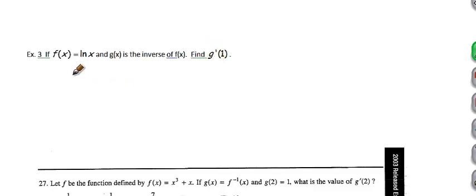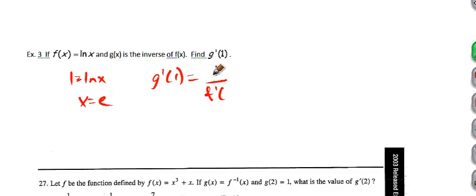And so the first thing we've got to do is set 1 equal to ln of x. And that happens when x equals e. Okay, so g prime of 1 equals 1 over f prime of, not the 1, but the e value, the x that we found. Remember, this is a y value in an inverse. So we have to take f prime of e. f prime is going to be 1 over x, and plug in your e. The 1 over on the top is just from here. It's my derivative, so you get 1 over 1 over e, or e.